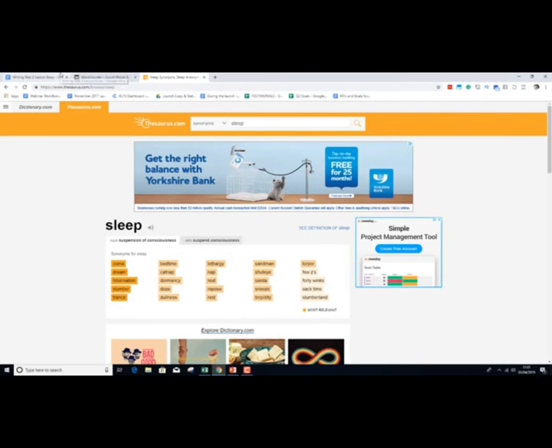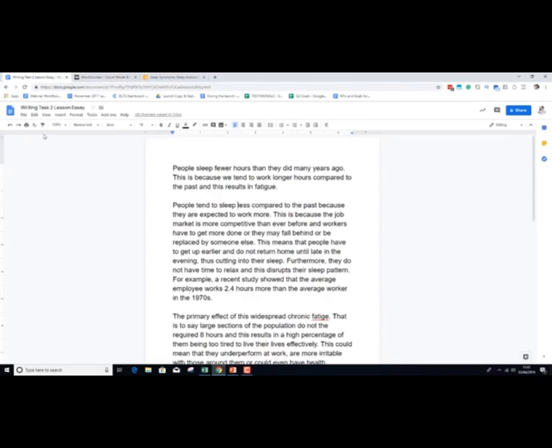So it's really up to you. You have to vary your language as much as you can and demonstrate to the examiner that you know how to paraphrase, you know how to use synonyms, but there will be some words that you just have to repeat. And if you disagree with me, tell me the alternative. Tell me what you should do instead.